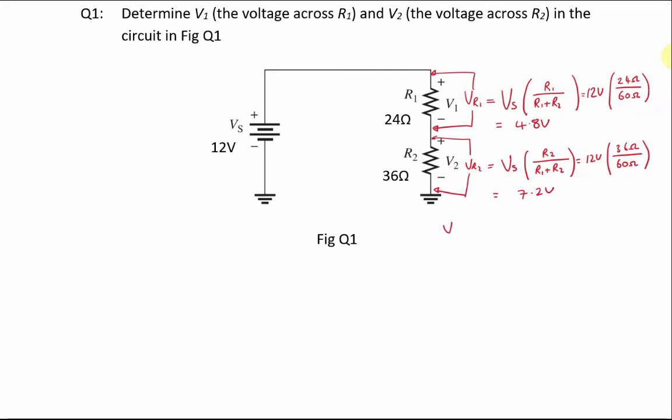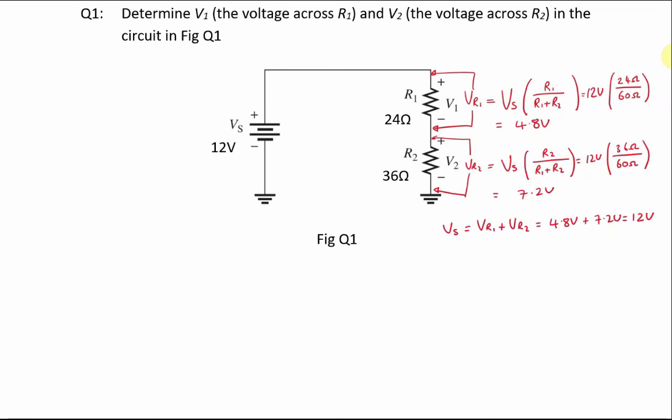So Vs, the voltage supply, just to get a little bit of background, is equal to VR1 plus VR2. And if we add those together, we can see it is 4.8 volts plus 7.2 volts. That equals your 12 volt supply.